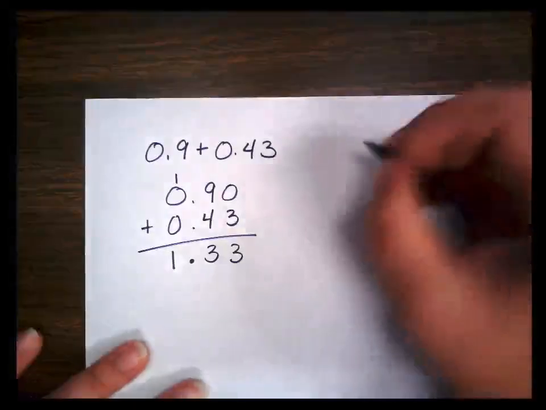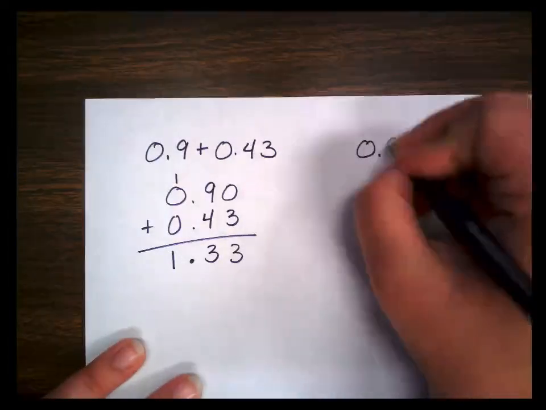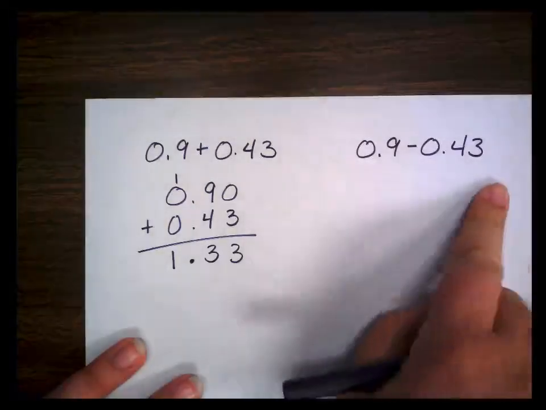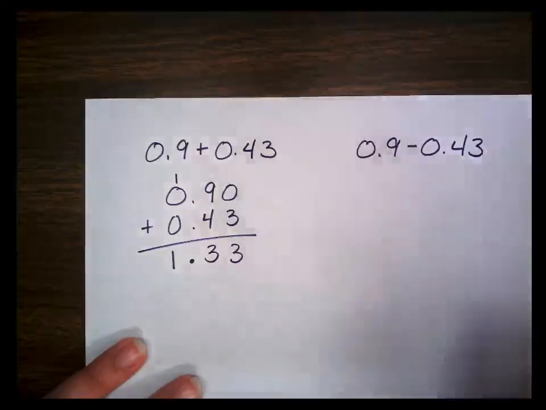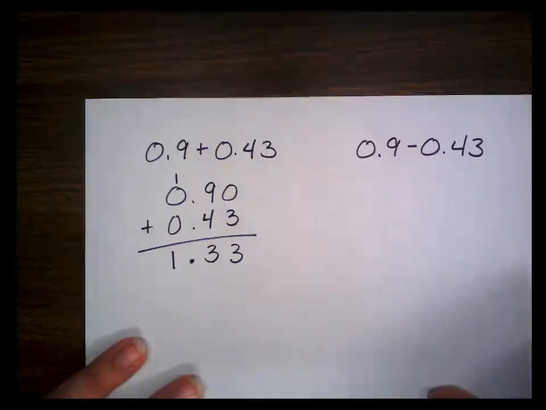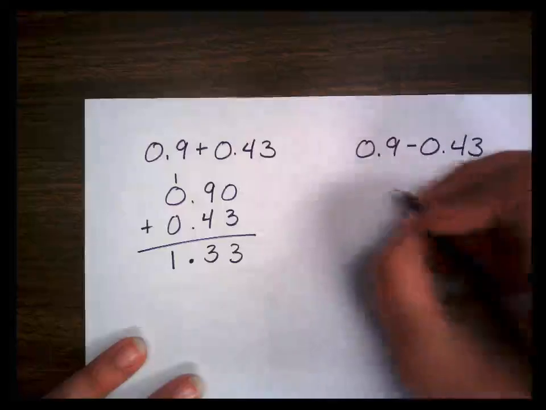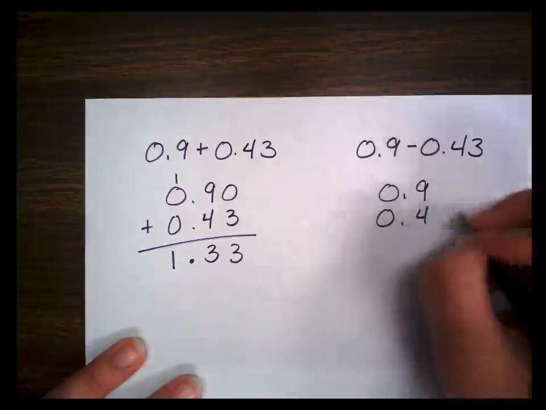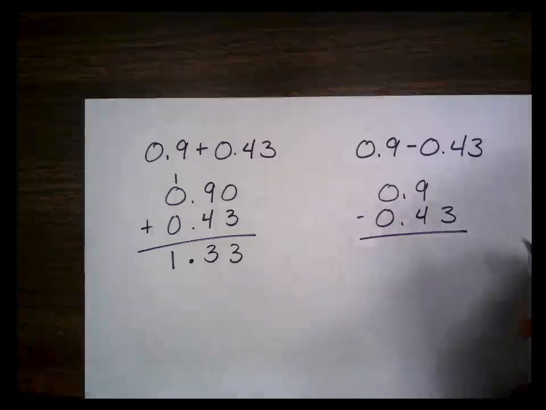Now let's talk about subtraction. So 0.9 minus 0.43. Again, this is where it's super, super important to line up those place values. And you know you're lining up those place values when you're lining up your decimals. So I'll have 0.9, and then I'll have 0.43, and I'll go ahead and subtract those.